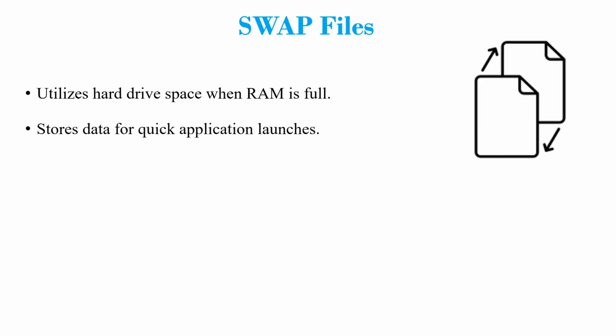The last artifact is swap files. These are system files which create temporary storage space on the hard disk when the RAM is full. It improves the performance of the operating system, and it is basically an extension of the RAM, that is random access memory. It stores the data for starting the application faster.